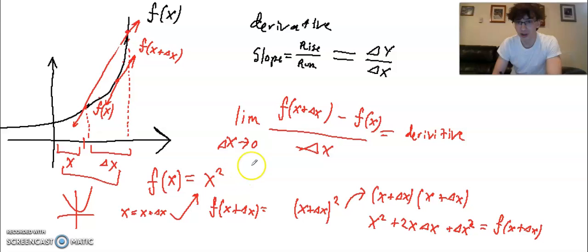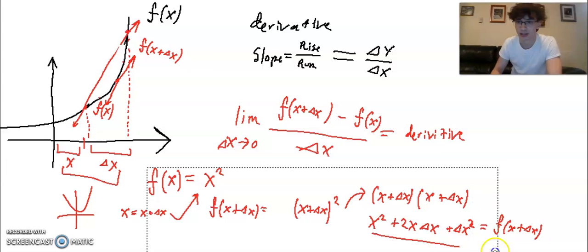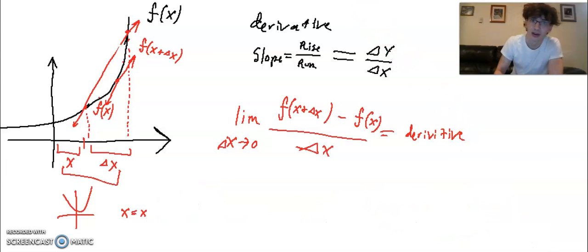So now we know what f of x equals. It's just x squared. We know what f of x plus delta x equals. It's this right here. And then delta x is just the change in x. And this is what we're evaluating as what happens to the slope as this change in x approaches 0. So let's move on and let's get rid of this. Just delete that.